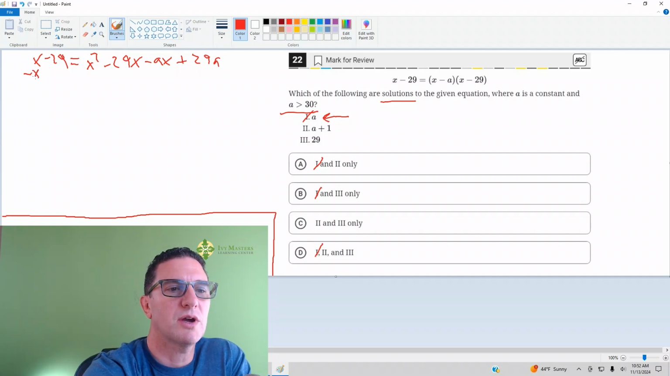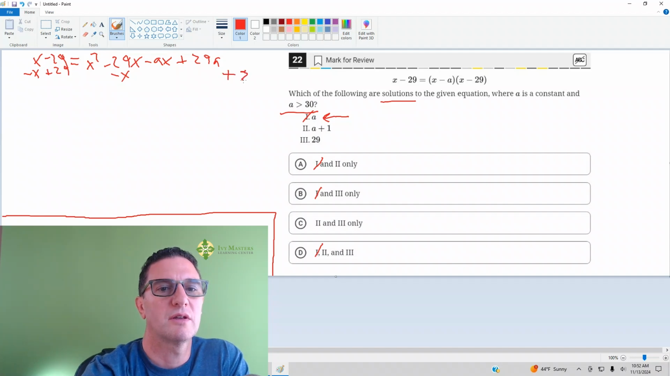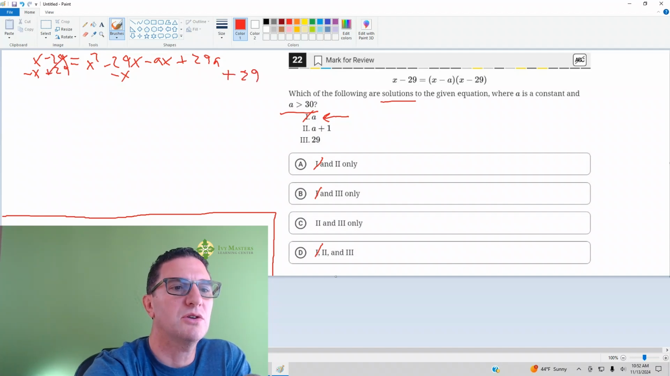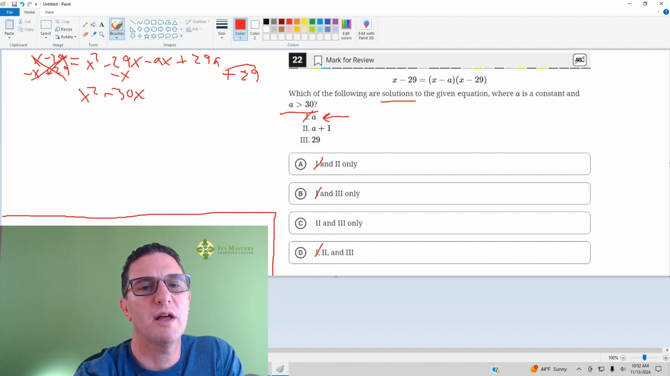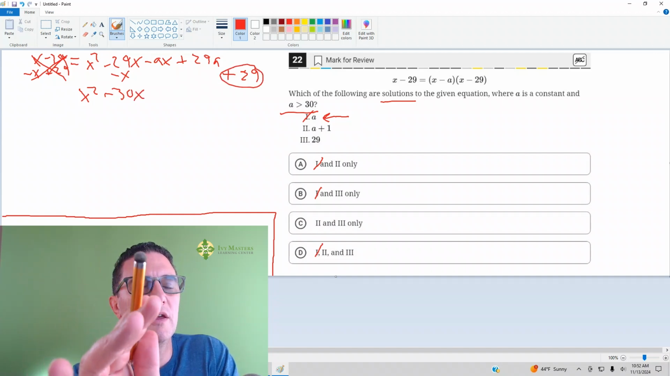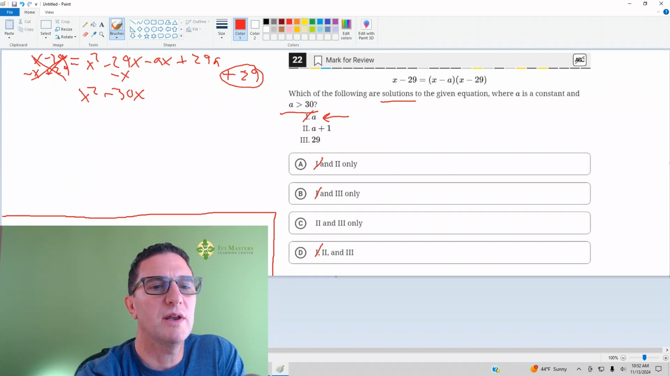So I'm going to subtract x from both sides. And I'm also going to add 29 to both sides. So it cancels here. Why did I do that? Because quadratic should always be set equal to 0. What I wind up with is x squared minus 30x. And I know I wrote plus 29 over here. Notice I can't combine that with any other term. But I'm actually going to write it over here.